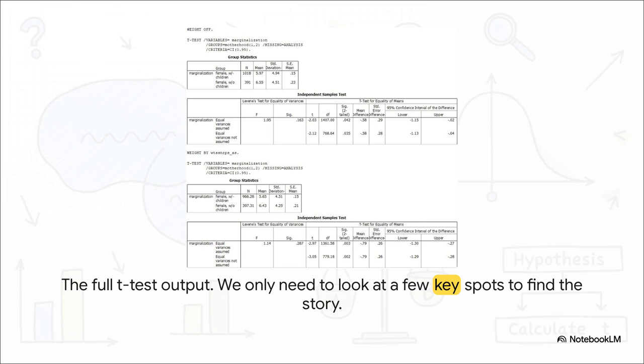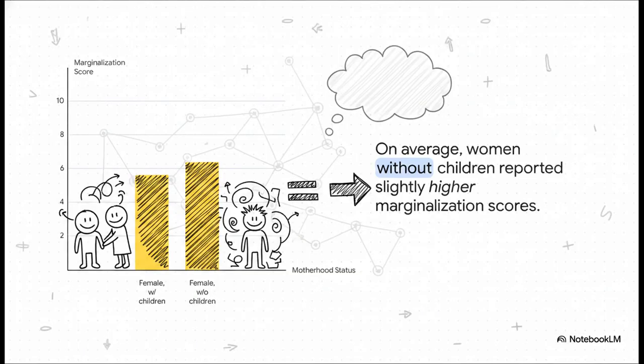But here's the good news. You really only need to pay attention to a couple of specific numbers to get the whole story. We can pretty much ignore all the rest and just zoom in on what matters. So let's start with the most basic finding.